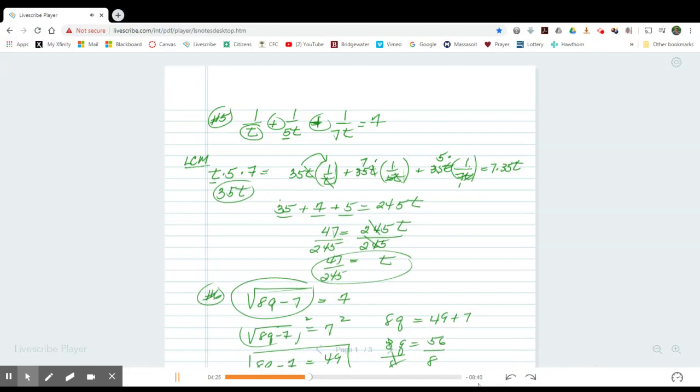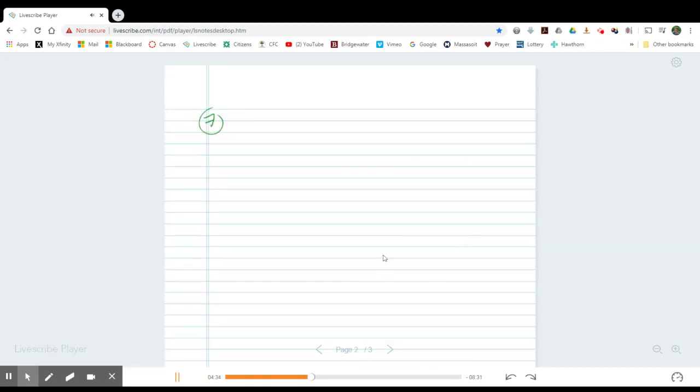Okay, moving on to number 7. And we've got the square roots. The square root of 7q plus 8 equal to 8. And once again, I'm going to do the same thing. I'm going to take this left side and the right side. So when I do this radical here, I'm going to square both sides.